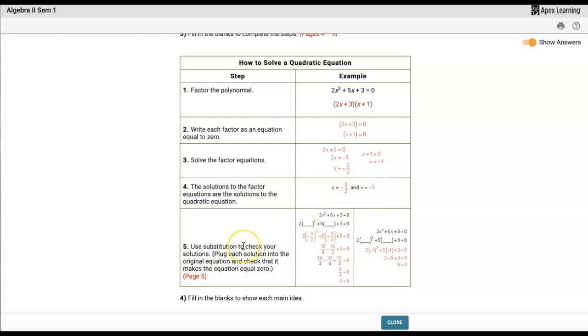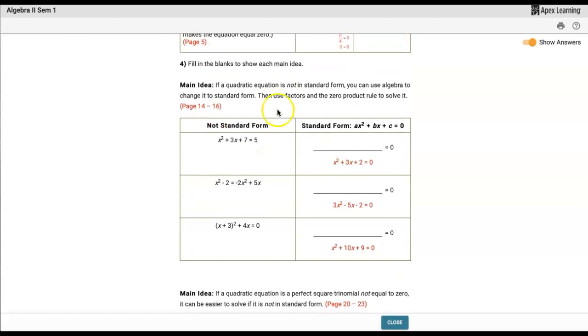And then you go back through and check, use substitution. So you plug back in for x your 2 different solutions, and you should get out that 0 equals 0, and if it doesn't, that means you messed up somewhere along the way.